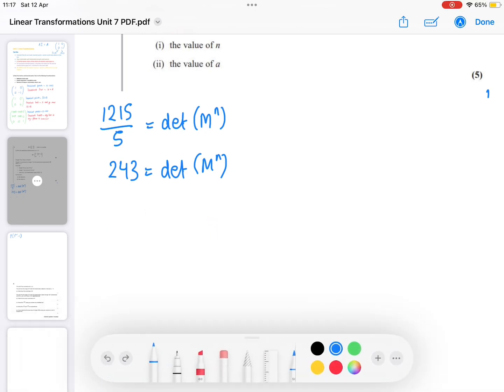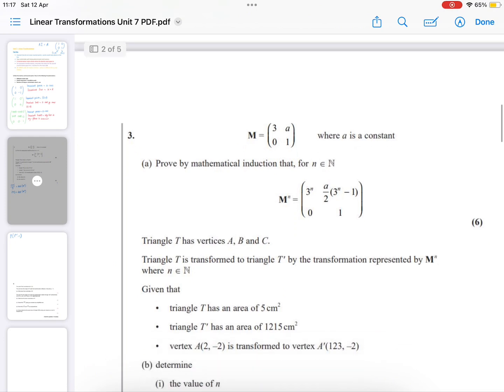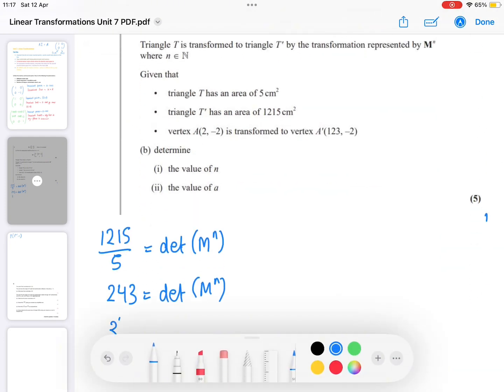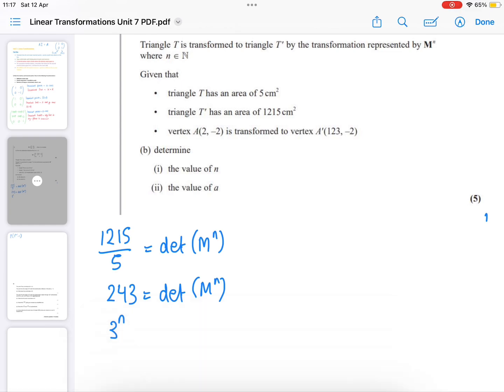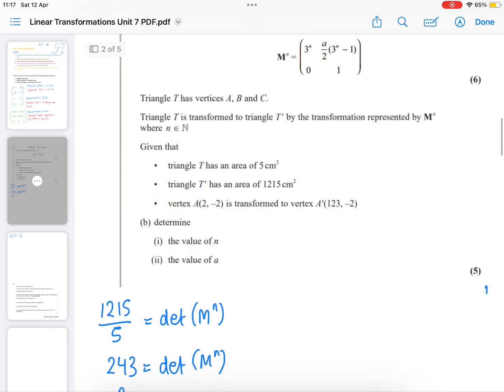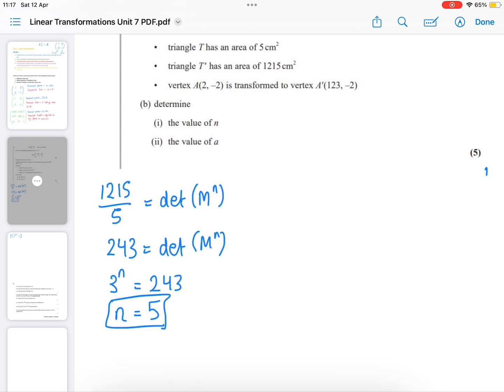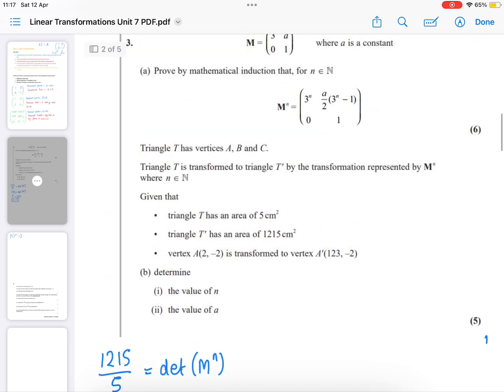And sorry, the determinant is 3 to the n times 1, so 3 to the n, minus 0 times whatever it is there, but it's just going to be 0. So 3 to the n is 243, and you can use logs or a bit of experimentation, which gives n equals 5. And then we just need to do the second part, finding the value of a.